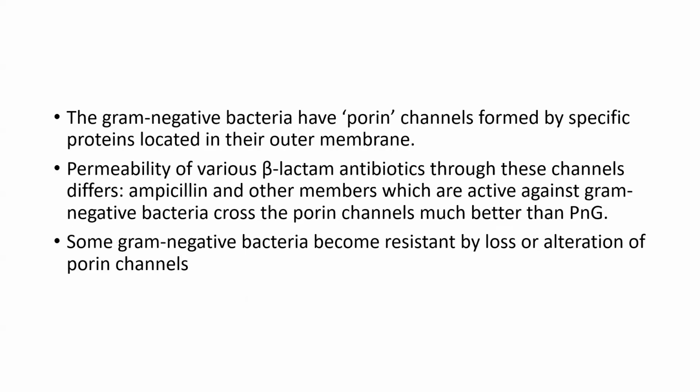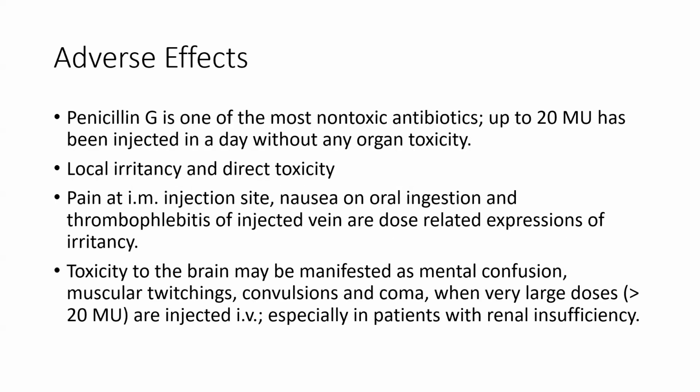Gram-negative bacteria have porin channels formed by a specific protein located in their outer membrane. Permeability of the various beta-lactam antibiotics through this channel differs. Ampicillin and other penicillins which are active against gram-negative bacteria cross the porin channel much better than penicillin G. Some gram-negative bacteria become resistant by loss or alteration of the porin channel.